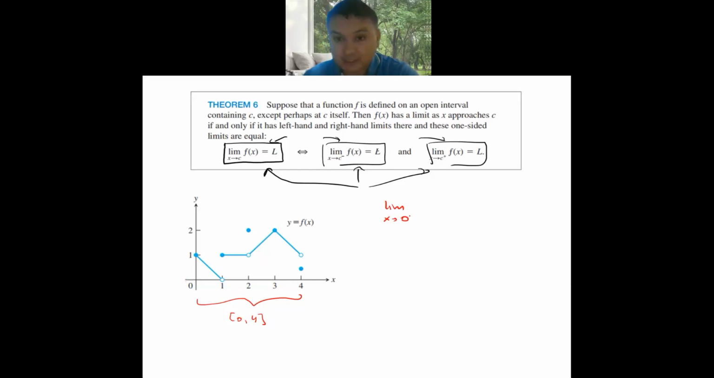Function not defined. So I can say, what happens to the limit as x goes to 0 from the right of this function? If I approach from the right, my function is approaching this point. So this is 1, right?